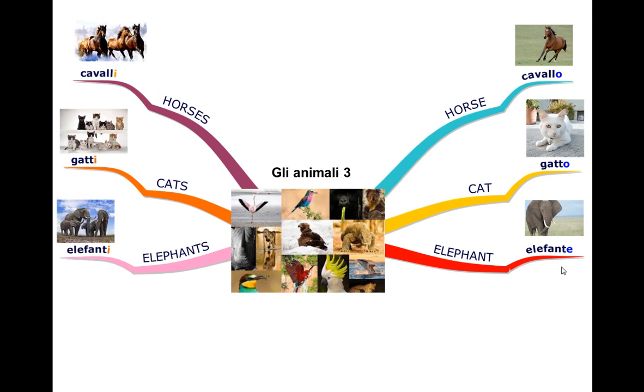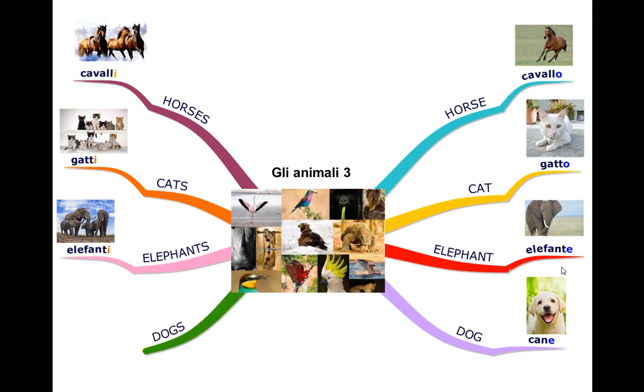Finally, on the light purple branch, we have dog, which translates as cane. This word also ends in the letter E. So, on the other side, on the green branch, we find the word dogs, which when changing the last letter says cani.